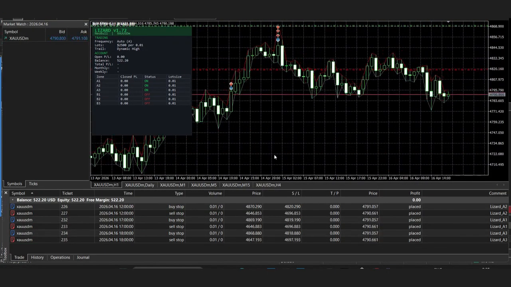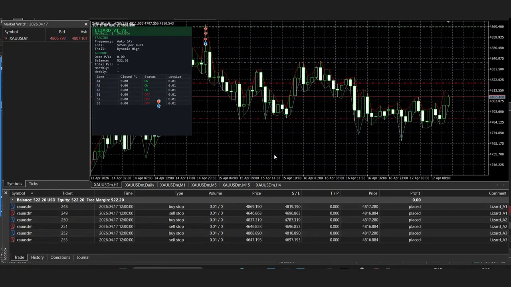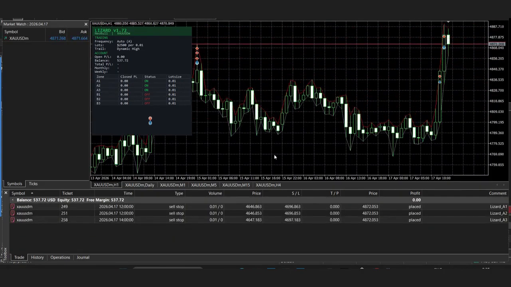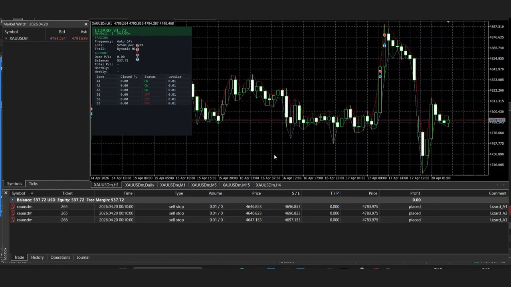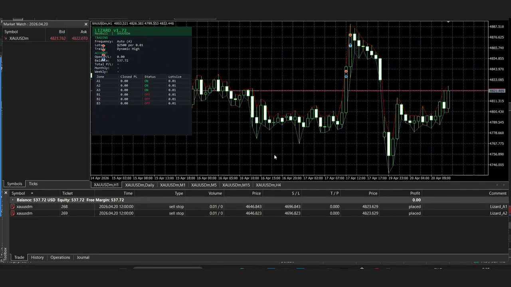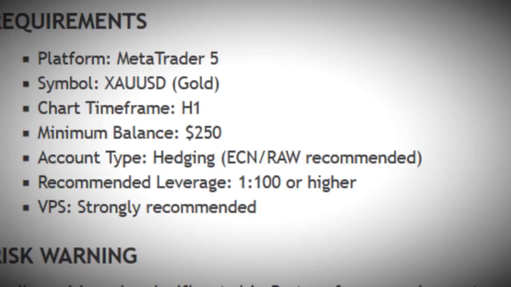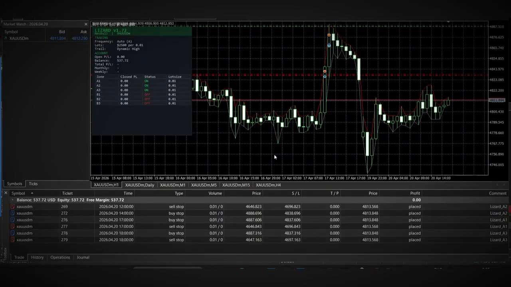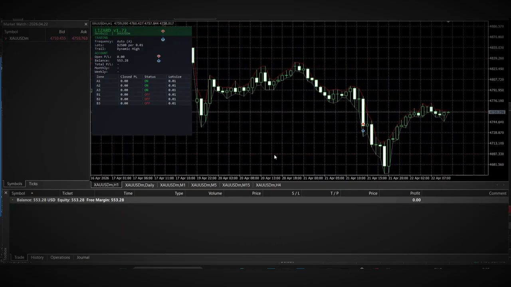This expert advisor relies on precise pending orders, meaning low spreads and fast execution are crucial. If your broker has average spreads above 15 pips on gold, or if execution speed is inconsistent, this EA will underperform hard. The developer recommends ECN or raw spread accounts, but even on those, slippage during volatile sessions can turn a profitable setup into a break-even or small loss.